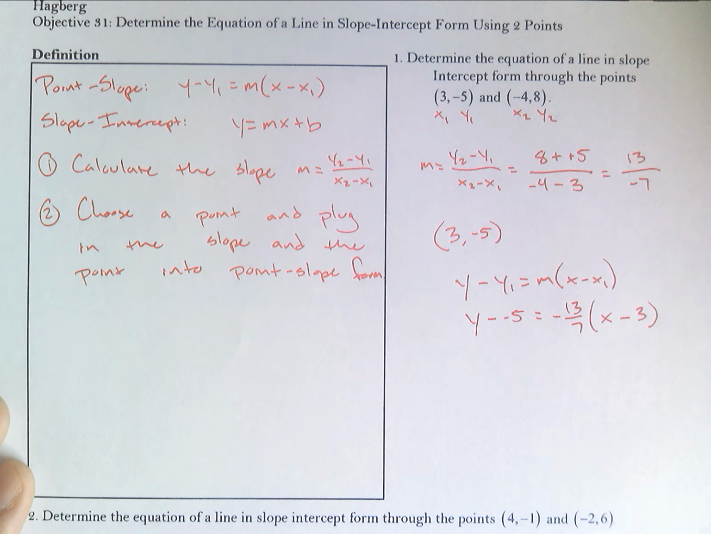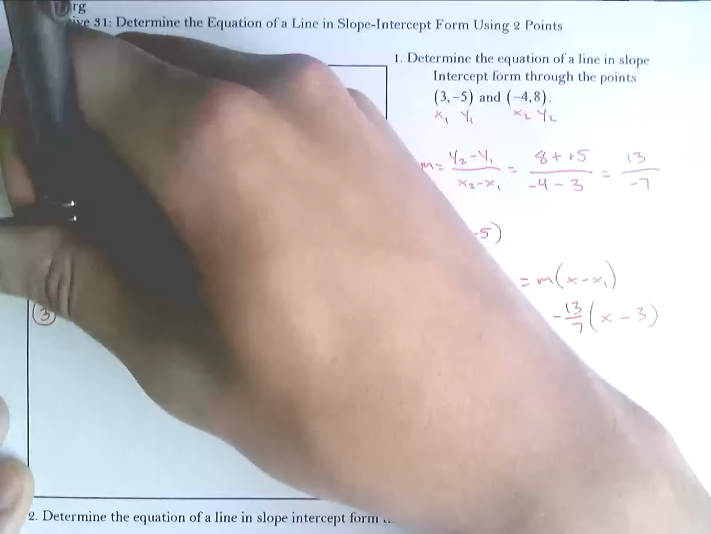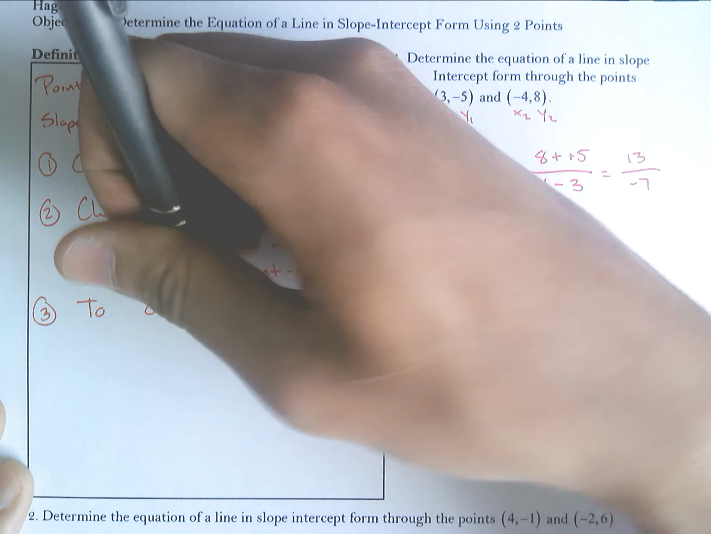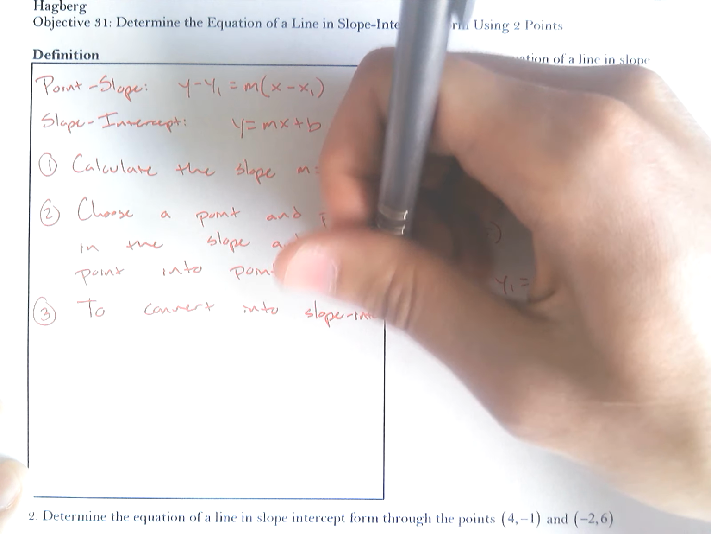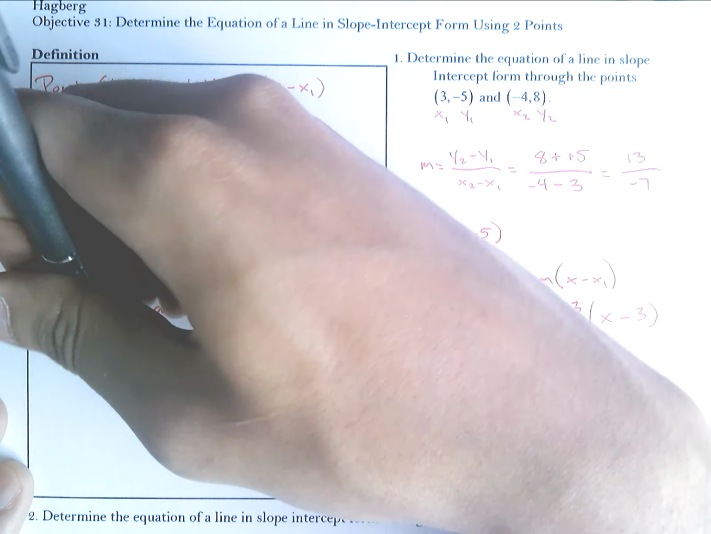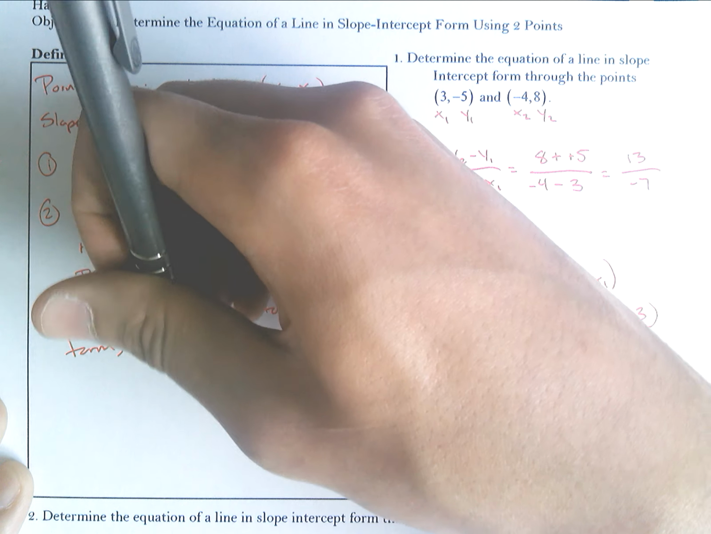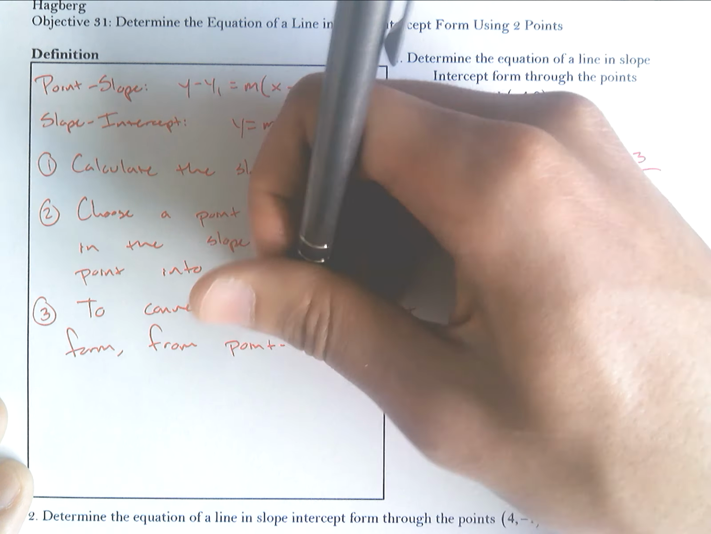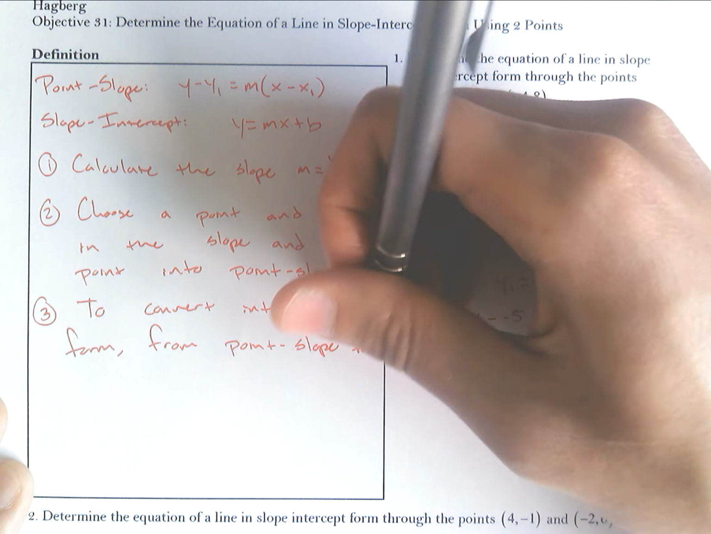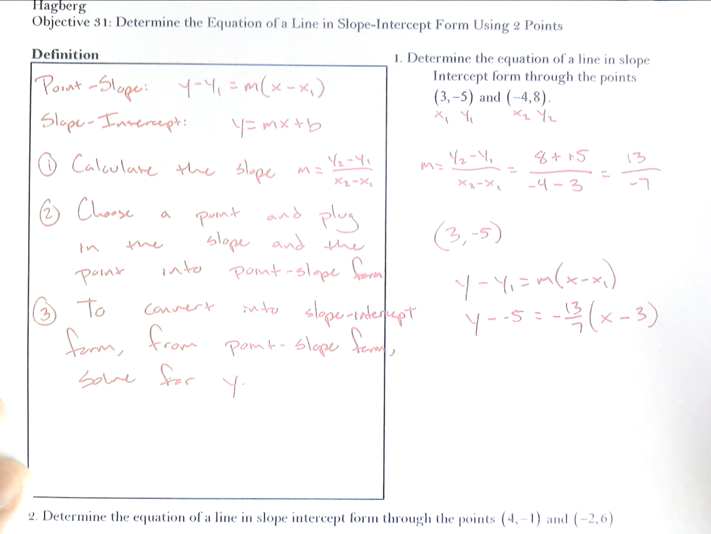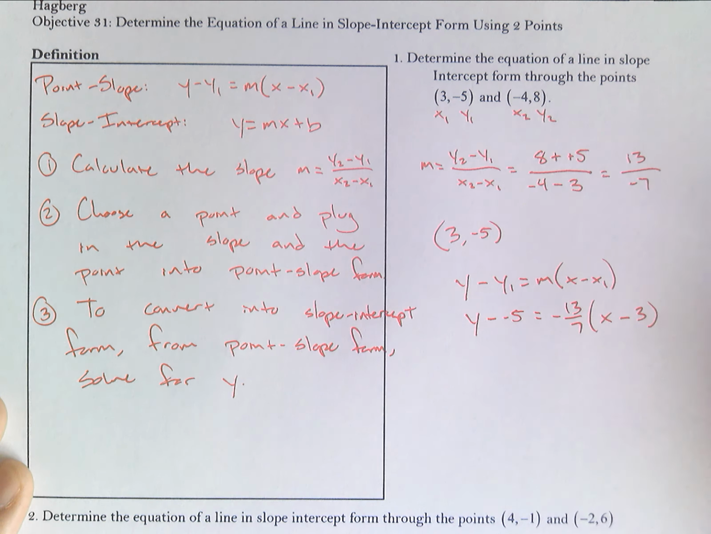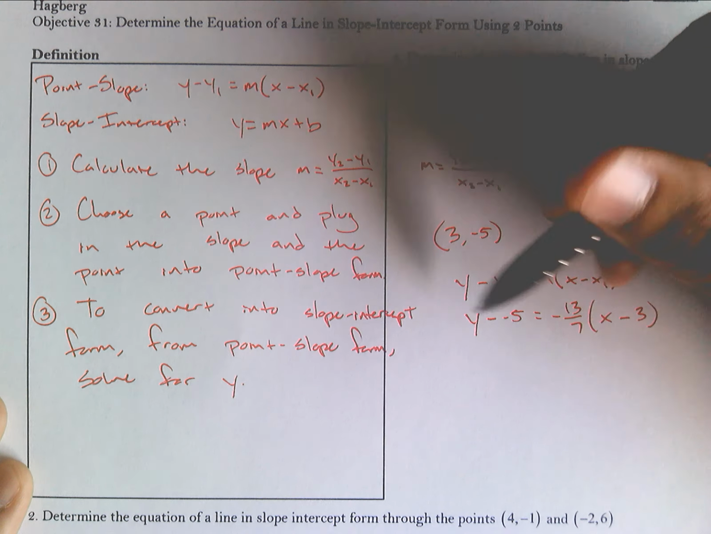All right, so now we've plugged it in. Our last step is to convert into slope-intercept form from point slope form. Solve for y. And so everything about solving for y still holds true here. We're going to get y by itself. We're going to have the variables on one side, the y on one side, and everything else on the other side. So let's solve for y here.